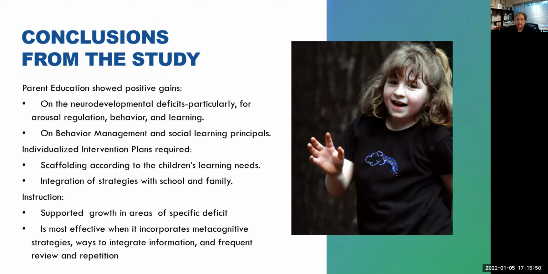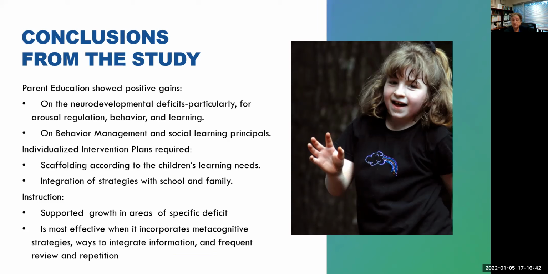We found as a result of this study that there were significant gains in both mathematics and behavior in those children who received the intervention. There were positive gains as a result of parent education. There were particular improvements in arousal regulation, behavior, and learning in the children. And the parents developed better behavior management skills. We found that it was important to have individualized intervention plans in order to scaffold according to the individual child's learning needs, and that it was important to integrate the strategies we were teaching the child with what the parent and family were doing and with what was going on at the school.